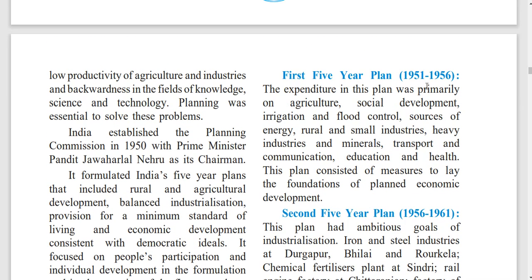First 5 year plan, 1951 to 56. The expenditure in this plan was primarily on agriculture, social development, irrigation and flood control, sources of energy, rural and small industries, heavy industries and minerals, transport and communication, education and health. This plan consisted of measures to lay the foundations of planned economic development.